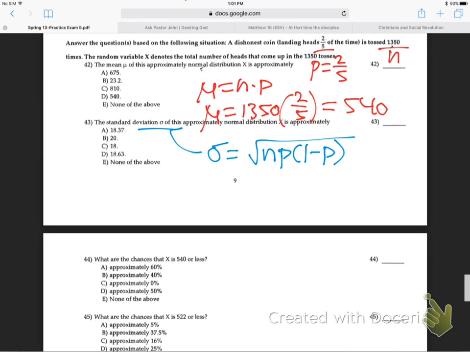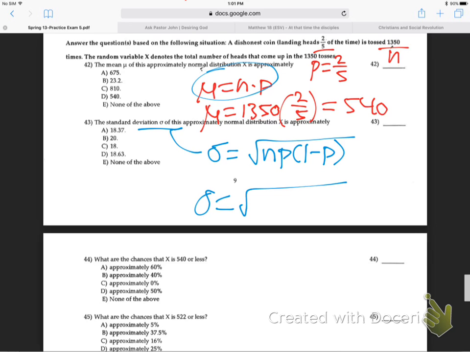There's certainly a problem on today's test where you're flipping a coin or rolling a die a bunch of times, like 1,350 times. And there's a probability of something. So you got an N and a P. So the mu, the middle, is N times P, and the sigma is the square root of NP times 1 minus P. So here we go.